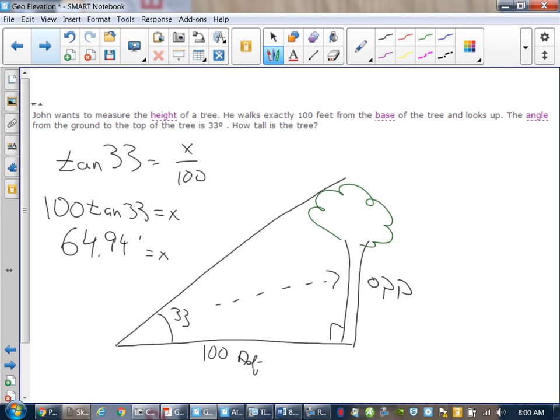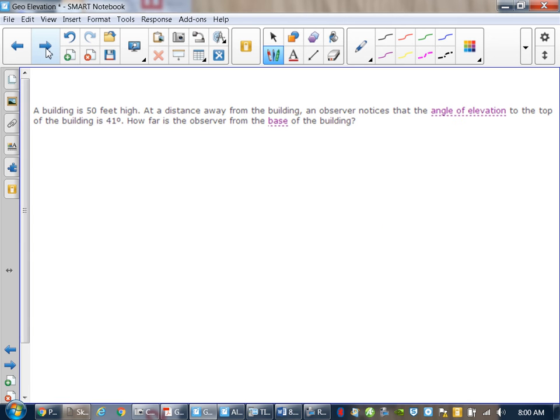All right. Same idea here. A building is 50 feet high. At a distance away from the building, an observer notices that the angle of elevation to the top of the building is 41 degrees. How far is the observer from the base of the building? If you're at the base, are you above the building or below the building? Yeah, so you're on the ground. How far are you from the building?